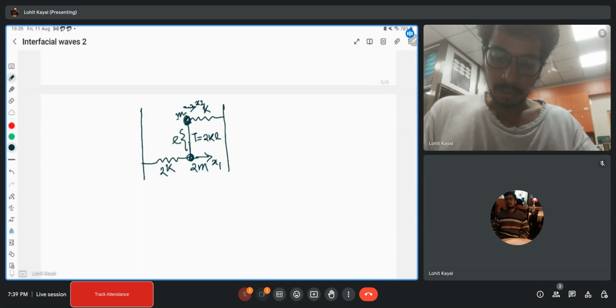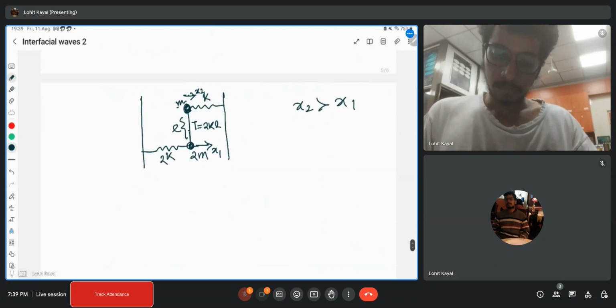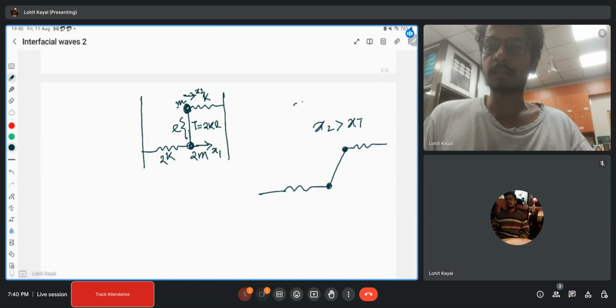And we can assume that x2 is greater than x1. Or do it opposite: x1 is greater than x2. So what will be the shape? The shape will be something like this. It is stressed. No, I will prefer this, and I will tell you why. So now the shape will look something like this.